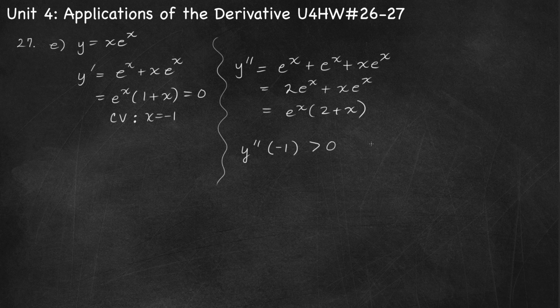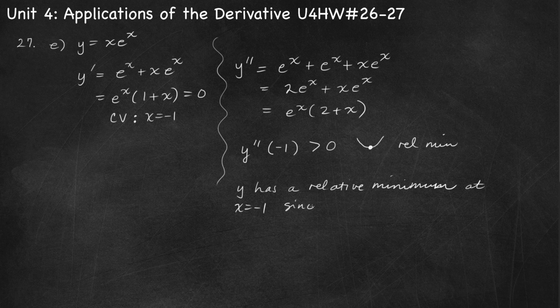So if my second derivative is positive, my graph is concave up, and I have a relative min. Okay, so y has a relative minimum at x equals -1, since y prime of -1 equals 0 and y double prime of -1 is positive.